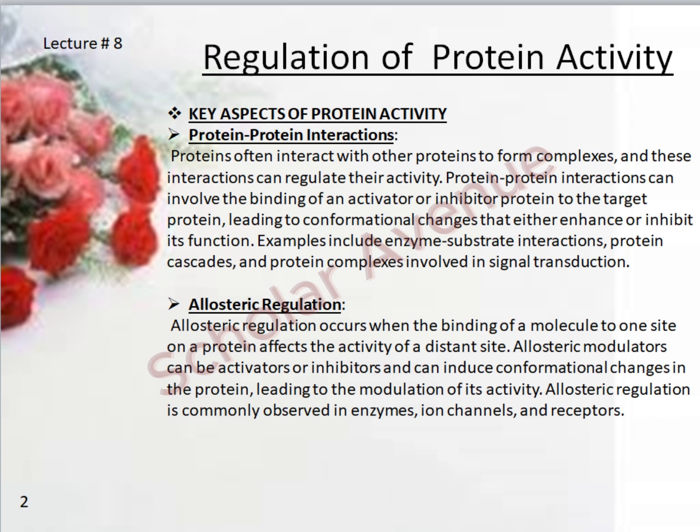Another is allosteric regulation. Allosteric regulation occurs when the binding of a molecule to one site on a protein affects the activity of a distant site. Allosteric modulators can be activators or inhibitors and can induce conformational changes in the protein, leading to the modulation of its activity. Allosteric regulation is commonly observed in enzymes, ion channels, and receptors.